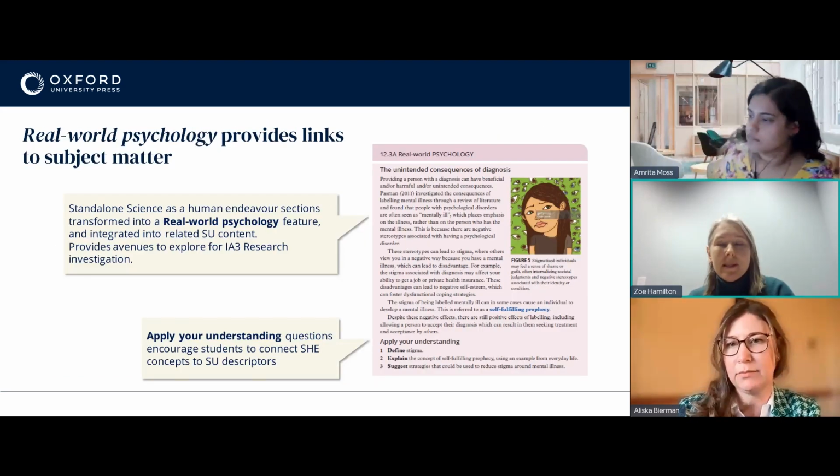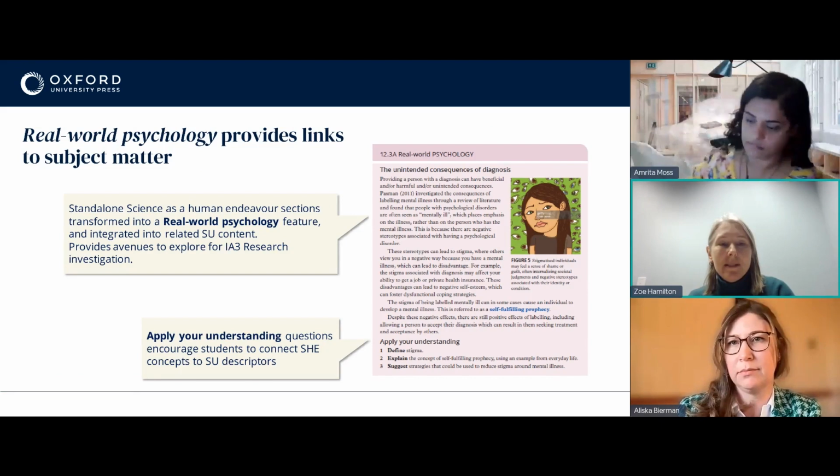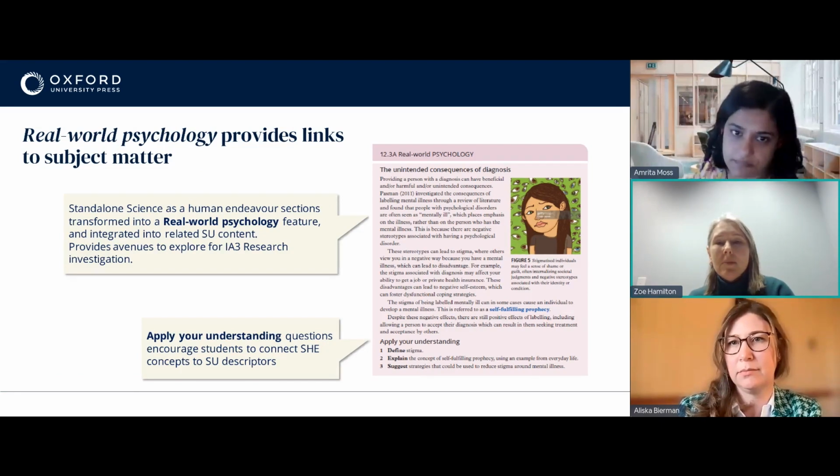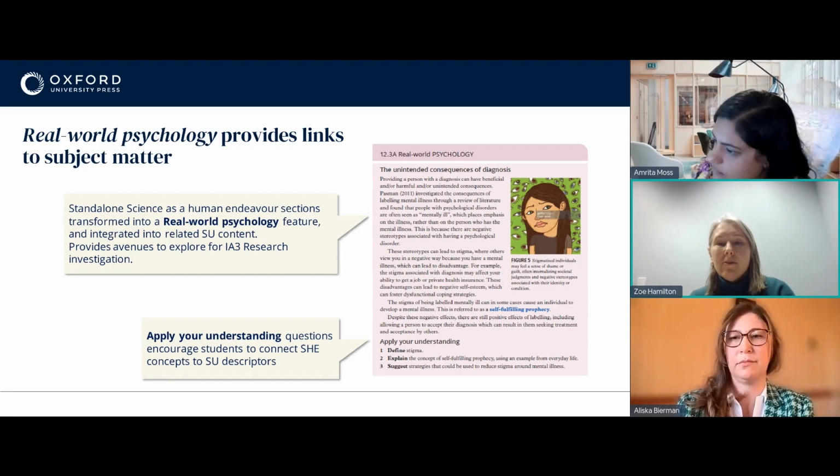We have real-world psychology this time. Now, we noticed that the science as a human endeavour spreads in the existing psychology books haven't been used. So what we've done is we've taken some of that content and integrated it into the context of the science understanding materials. It just sits in the flow of the rest of the content, makes it easier to teach and provides a bit of interest for your students. And at the end of those, we've also got some apply your understanding questions, and they encourage students to connect the human endeavour concepts to the science understanding descriptors.